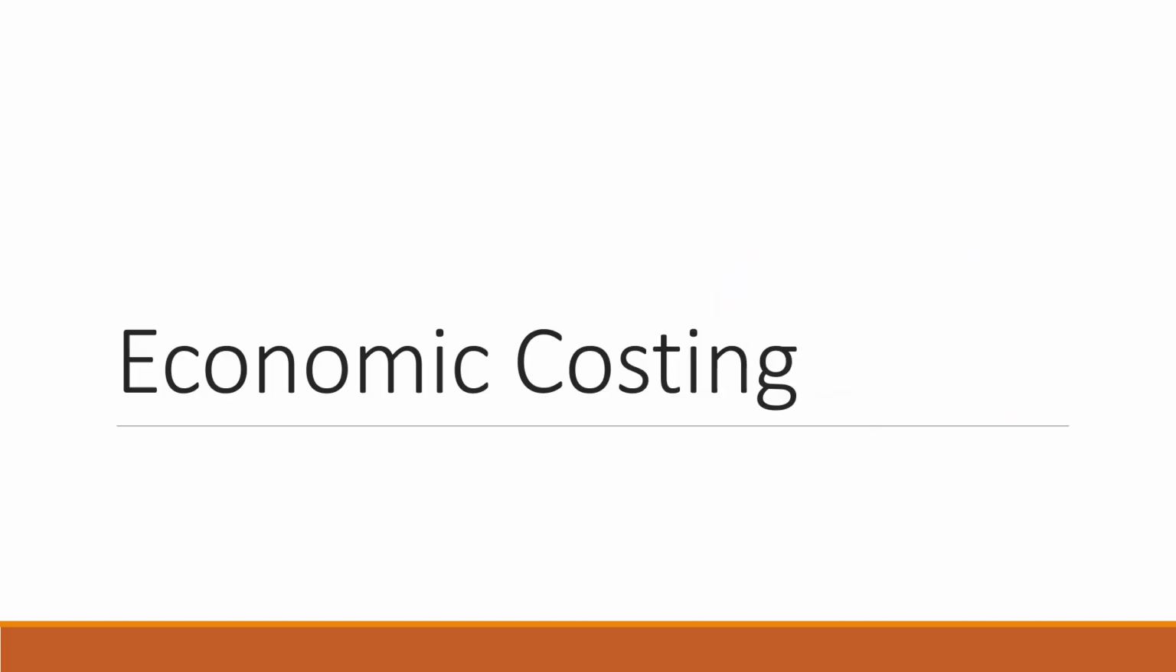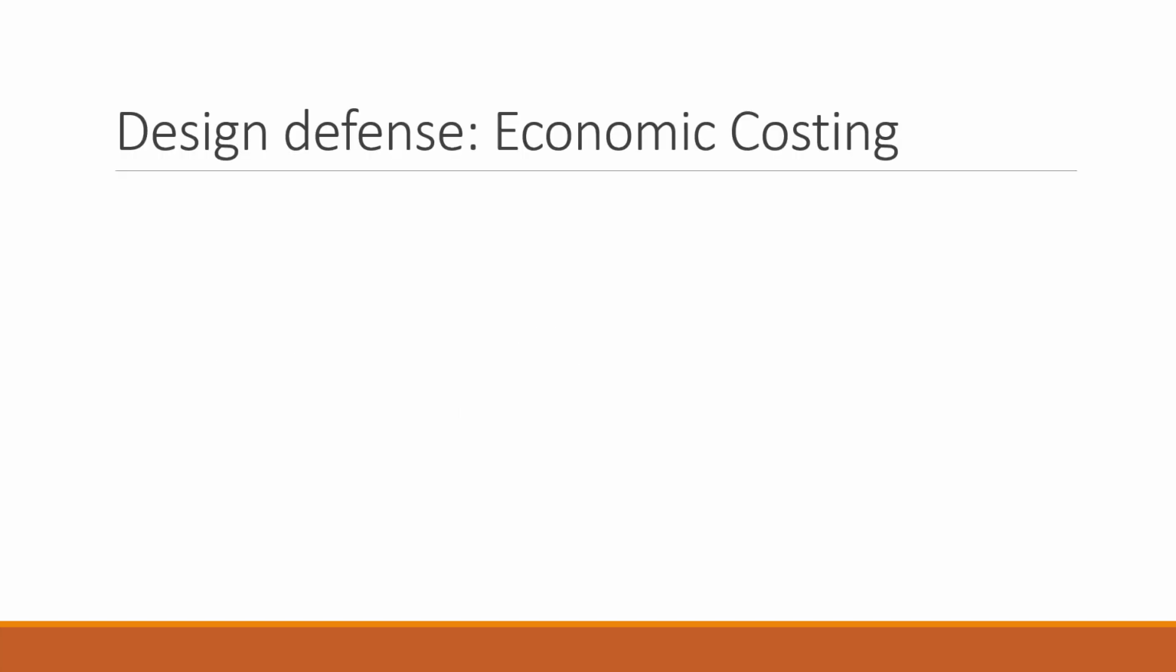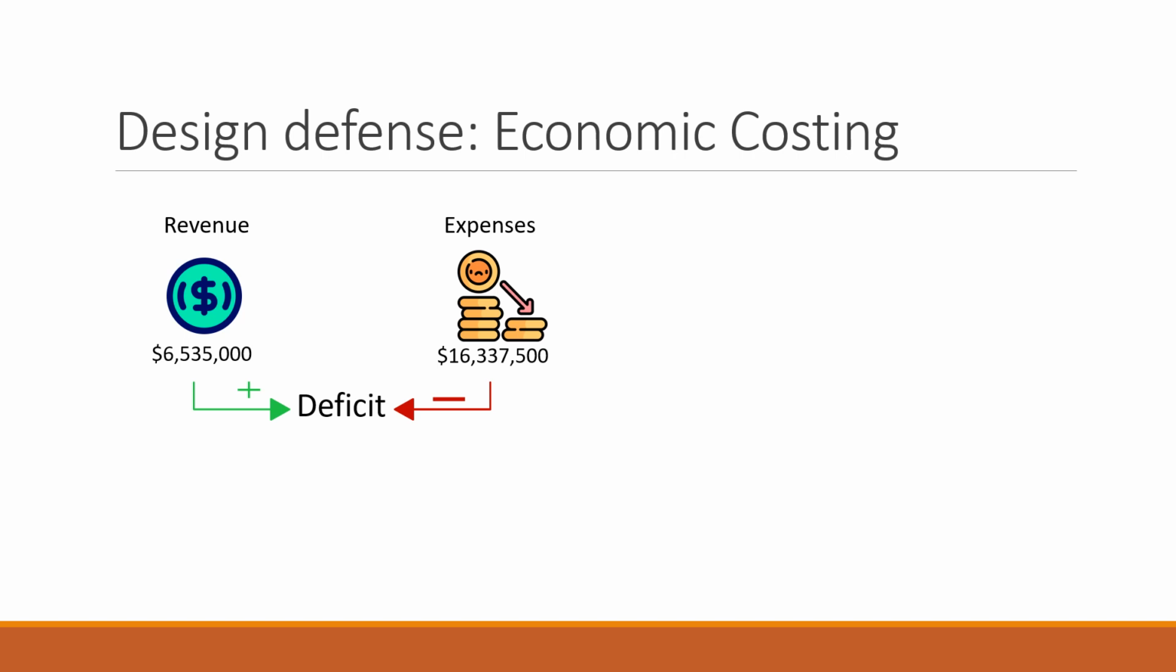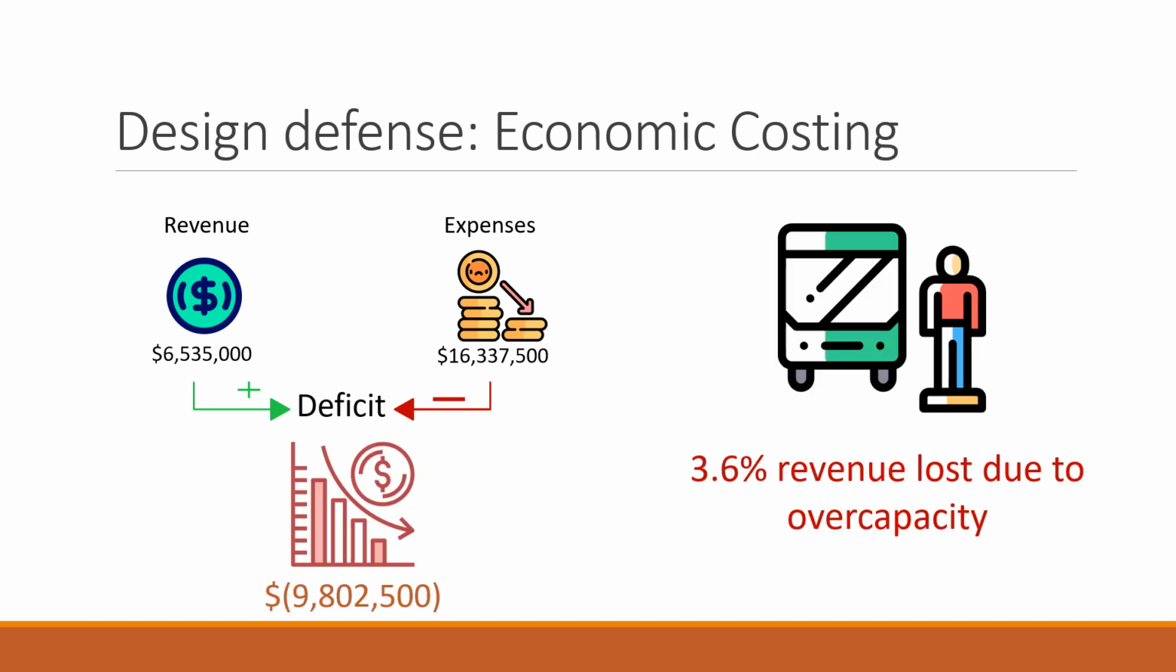Next, I would like to talk about the economic costing of our product. For the 2018 fiscal year, the World Transit Agency reported a net loss of about 9.8 million, with an estimated 3.6% of the revenue lost due to overcapacity, and therefore missing out on a lot of potential passengers daily.